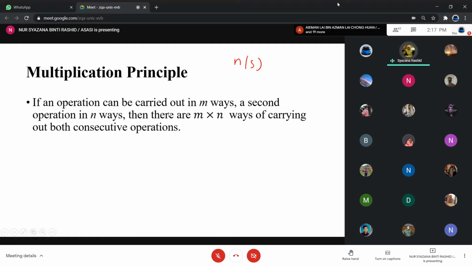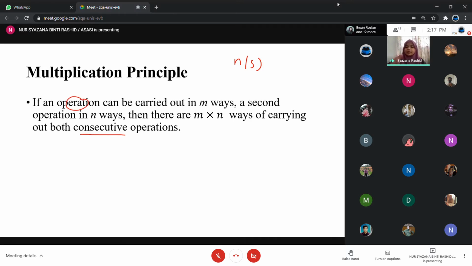So if an operation can be carried out in m ways, a second operation in n ways, then there are m times n ways of carrying out both consecutive operations. Consecutive operations mesti berturutan. Okay, nak faham simple je macam ni. Okay, last week kita ada belajar banyak eksperimen, contoh-contoh eksperimen kan. So in one experiment, we can have many trials. Okay, you can have 1 trial, 2 trials and more. Okay, operation yang dimasukkan dalam ni, trial.